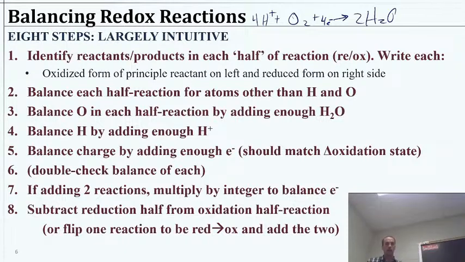Okay. Finally, we're going to subtract the reduction half from the oxidation half reaction. We could also flip one reaction so that it's going from reduced to oxidized and add them together. So basically we're just going to combine them in a way that gets rid of all the electrons. Okay? It's not really worth thinking too hard about where they are, so long as you make sure that it's making logical sense in terms of the electrons going away.